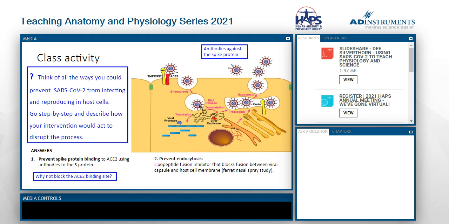And this was a series done with ferrets, and it's a fairly simple experimental design if you want to show it to your students. The ferrets were given a nasal spray and then simply put in cages with infected ferrets. And the ferrets using the nasal spray with the fusion inhibitor did not develop COVID. So this may be something that we see as a preventative coming down the road.